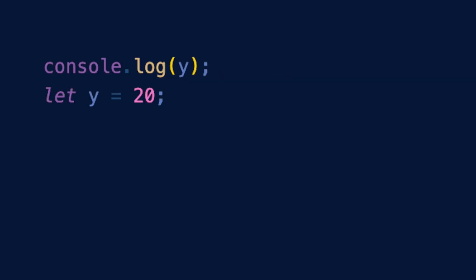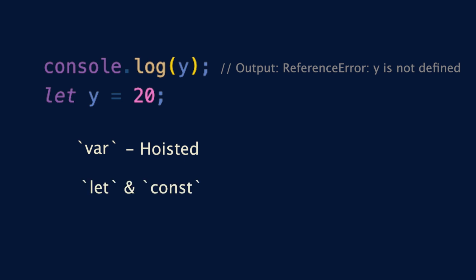Look at this code snippet. In this case, we get a reference error because we're trying to access y before its declaration. Unlike var, variables declared with let and const are not hoisted to the top of the scope until the line of code where they are declared is reached.